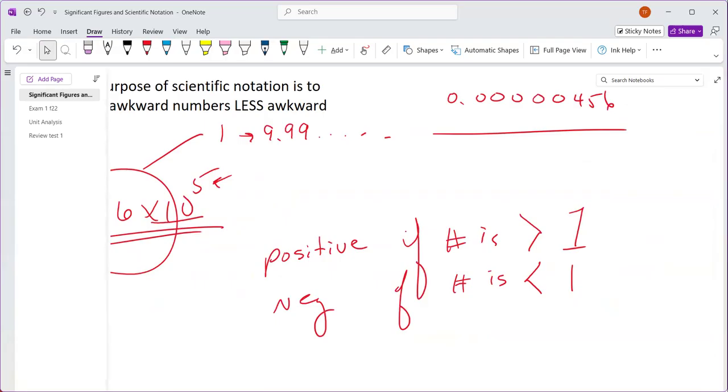Okay, so question now is we take 456, because you got to convert that to a number from 1 to 9.999. So it makes that 4.56 times 10 to the what? Now that number is less than 1, so our exponent is going to be negative. So the decimal point here is between the 4 and the 5. So we're going to go 1, 2, 3, 4, 5, 6.